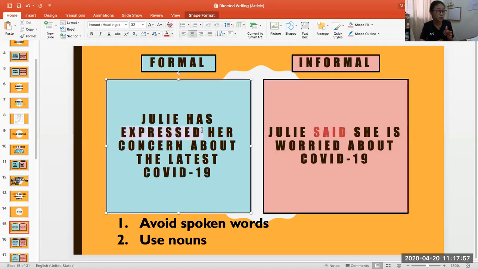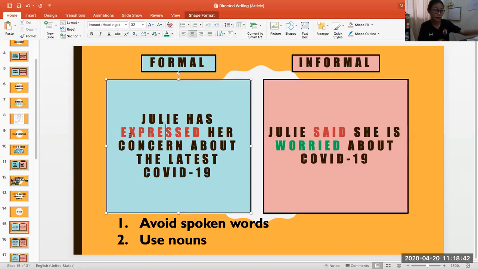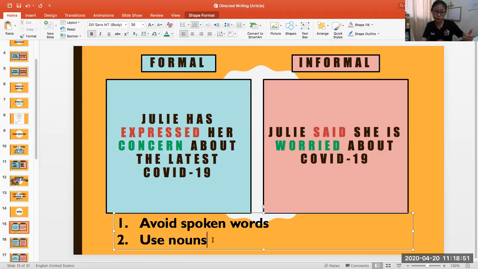Julie said, and then in a more formal setting, we will choose something more serious. Express and said. Julie said, Julie, dia cakap. But here is like dia express, dia nyatakan. So the seriousness is different. It's more like no joke punya. Said is a verb. Worried, dia risau, is an adjective. But here, Julie menyatakan kerisauannya. So you use more nouns, kata nama, untuk menunjukkan kerisauan, untuk menunjukkan keseriusan.